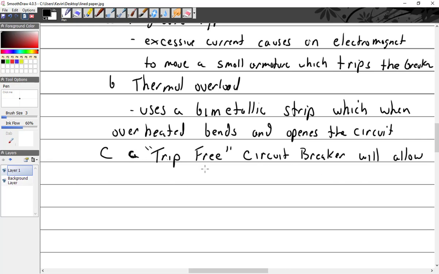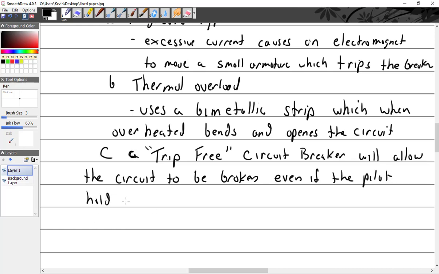All right, a trip-free circuit breaker will allow the circuit to be broken even if the pilot holds the circuit breaker in, or tapes it in.